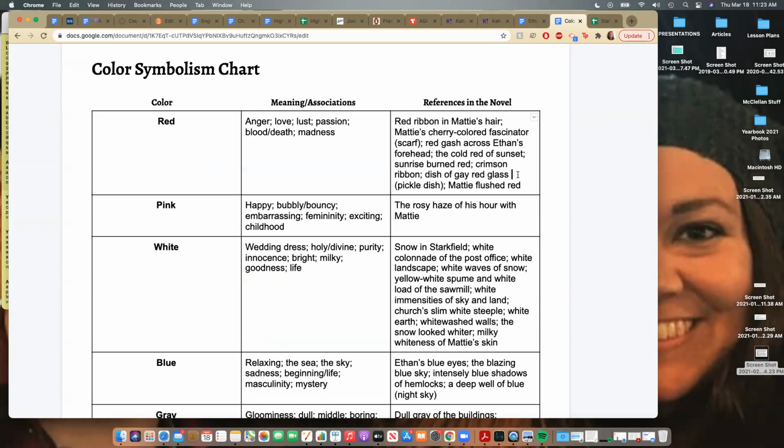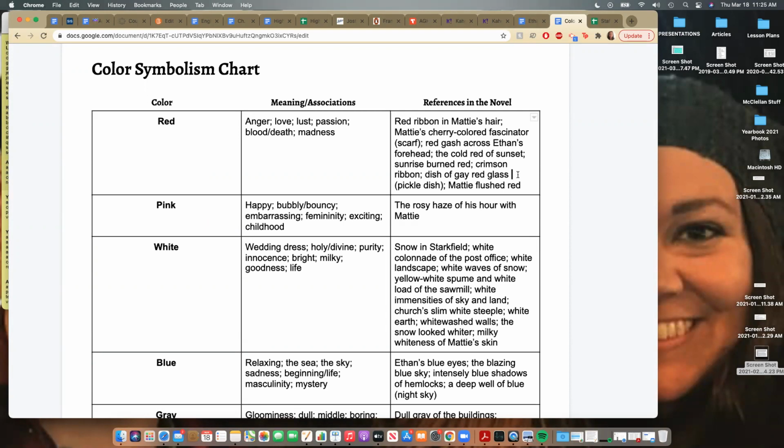So why do you think that red might be important? What could it represent? Why might the author use red to stand out in this book? Because red is usually such a vibrant color, and for some, a happy color. And so to use it in such a dark manner can really make it stand out.